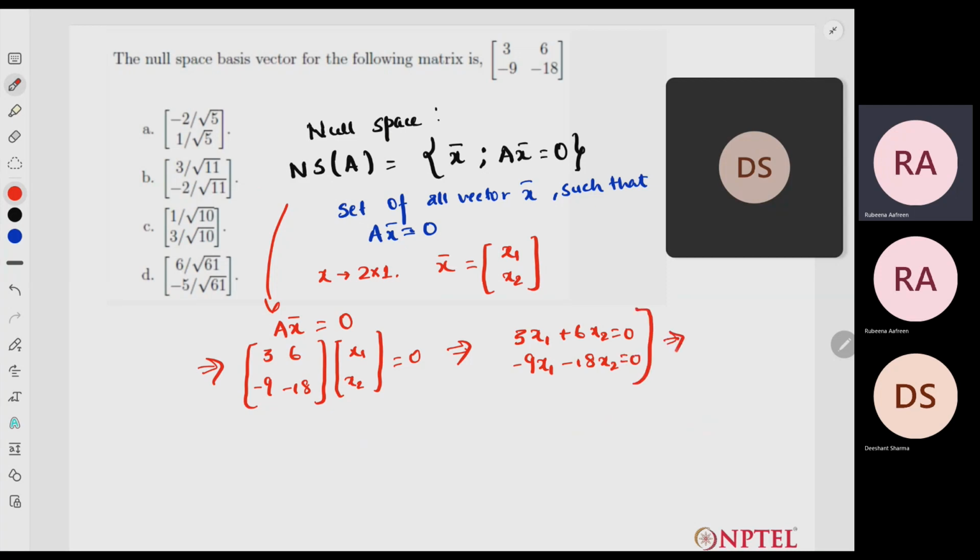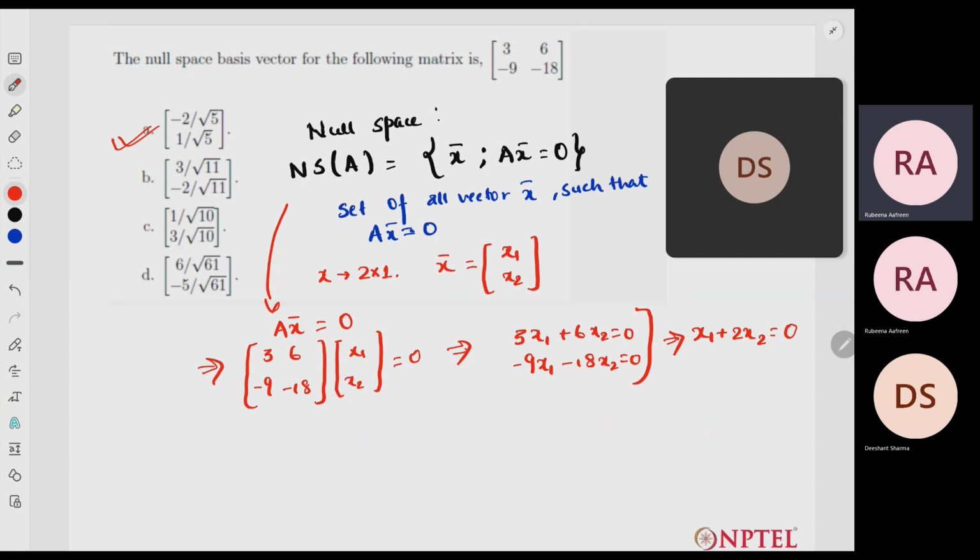Both of which mean x1 plus 2x2 equal to 0. So the best approach is we will see the options. Which option is satisfying it? Option A is satisfying it. So A is the answer.